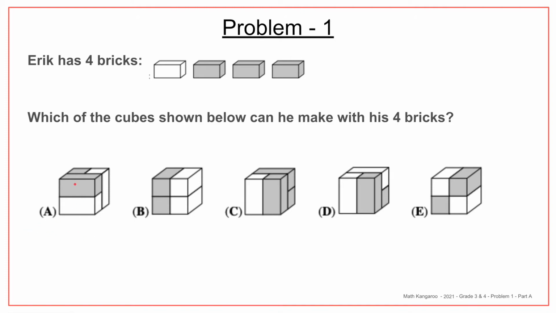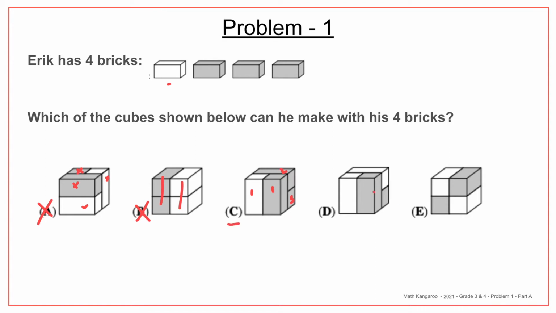So we have here 2 gray cubes and 2 white. This is not possible because we have 1 white. So this is not our option. We again have 2 gray and 2 white, not our option. Option C, we have 1, 2 and 3 gray and 1 white. This could be our answer.